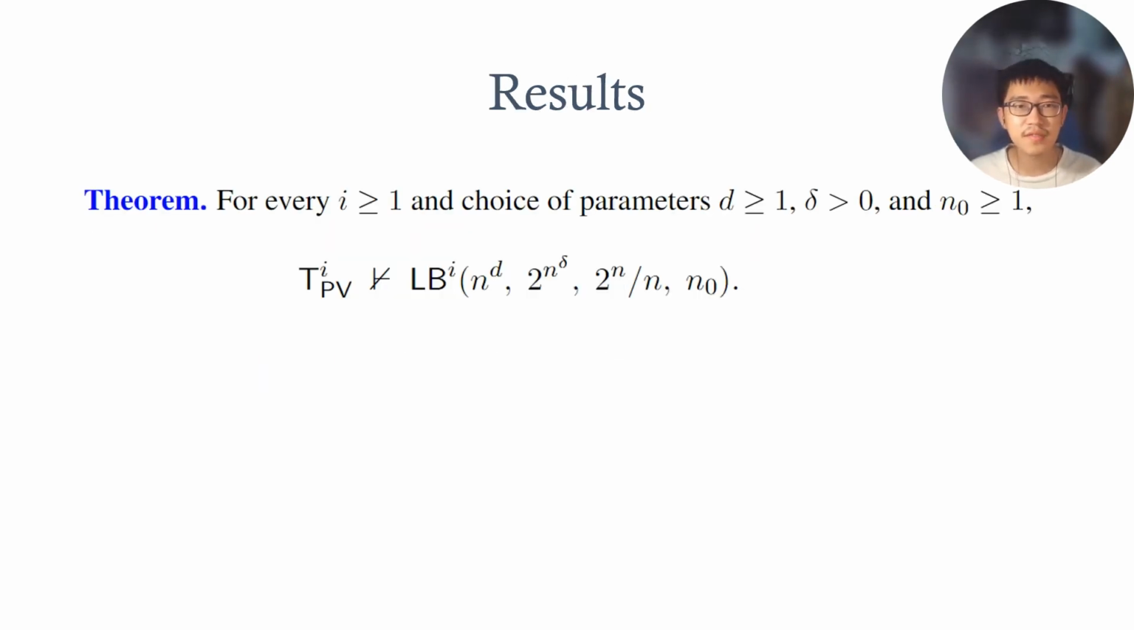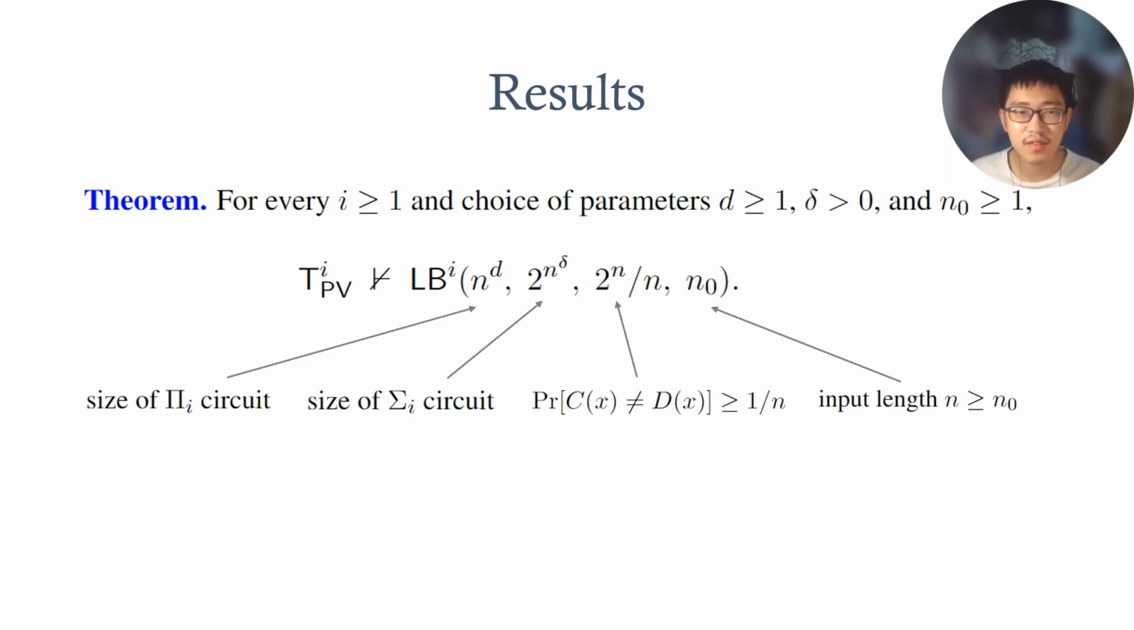Our result is the following. For every i larger or equal to 1 and any choice of parameters d, delta and n0, T^i_2 PV cannot prove the sentence LB_i over these parameters. Here, n^d is the size of the Pi_i circuit, 2^(n^delta) is the size of the Sigma_i circuit, 2^n over n is the average case error parameter, and n0 means we only consider strings with length larger than n0.